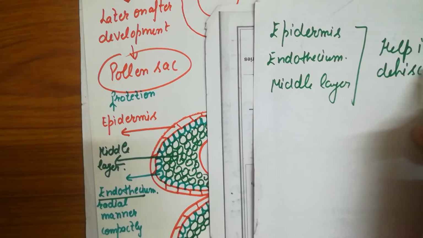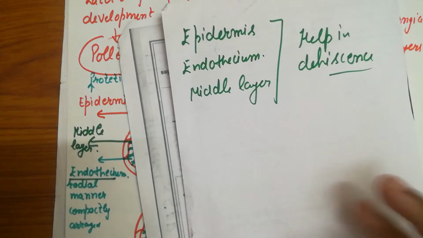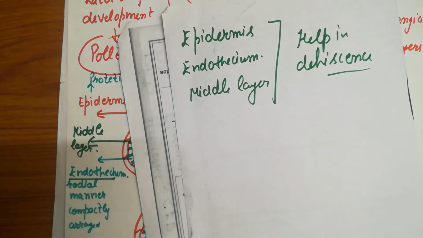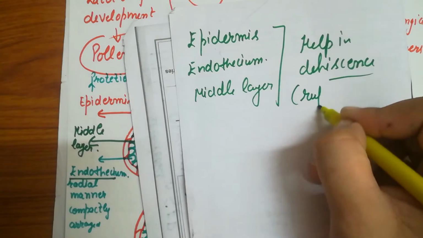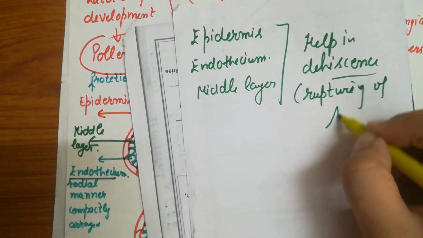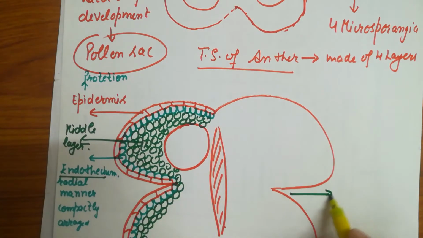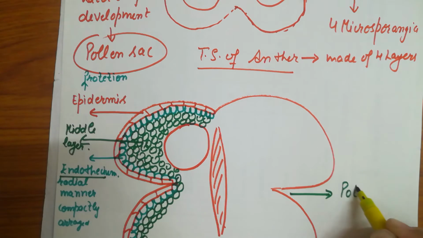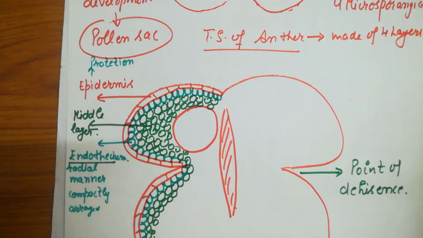Dehiscence means when the microspores are set free, or the rupture. Basically, if I have to specify it, the rupturing of the anther, that process is called dehiscence, and this point is called the point of dehiscence, right? Now the question comes to mind, how does it take place?